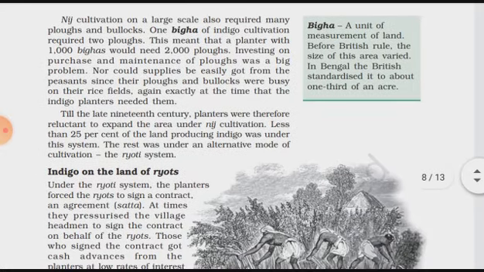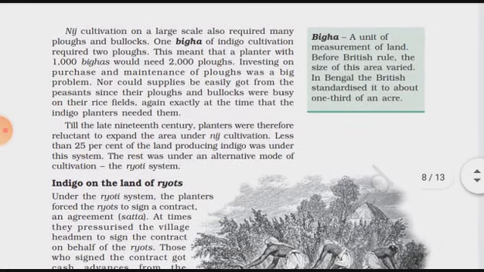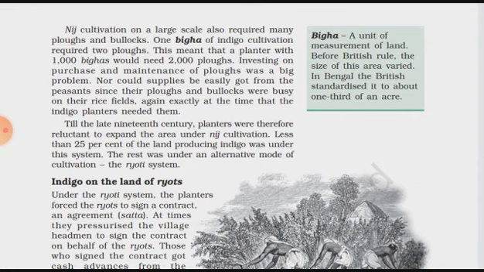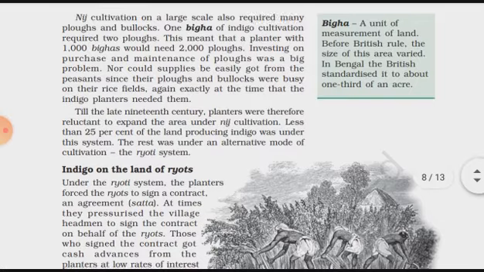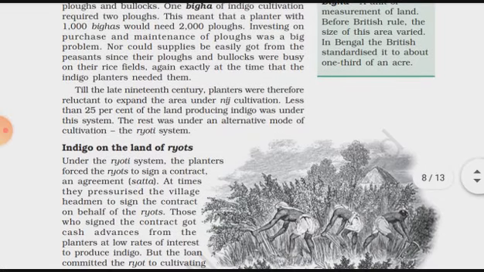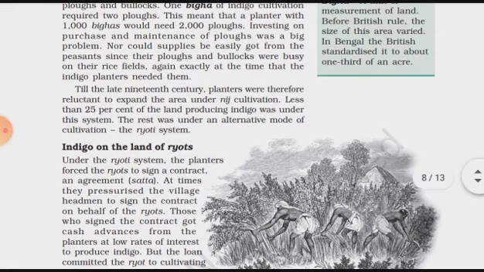Nor could supplies be easily got from the peasants since their plows and bullocks were busy on their rice fields. Why is it so? Because most of the farmers who had plows and bullocks for tilling their land were busy sowing and cultivating their rice fields, again exactly at the time that the indigo planters needed them. At the same time, the indigo planters needed them for the cultivation of indigo, and the farmers were also busy with their rice cultivation.